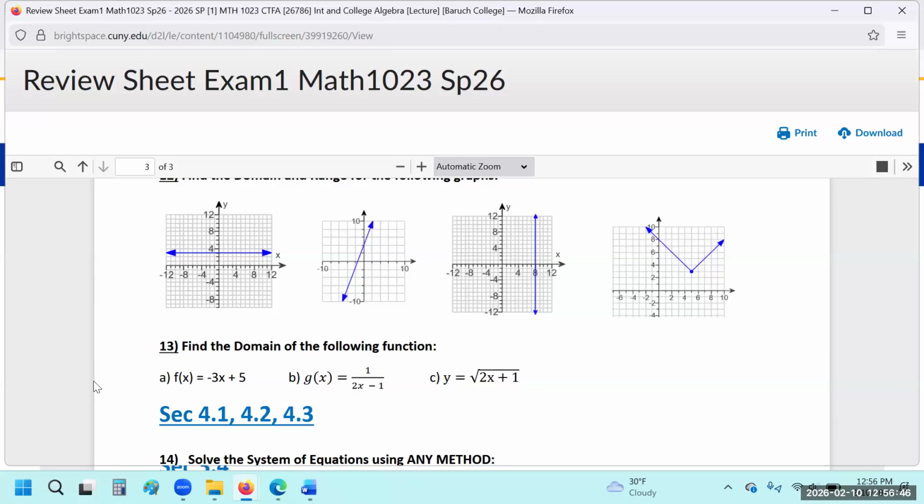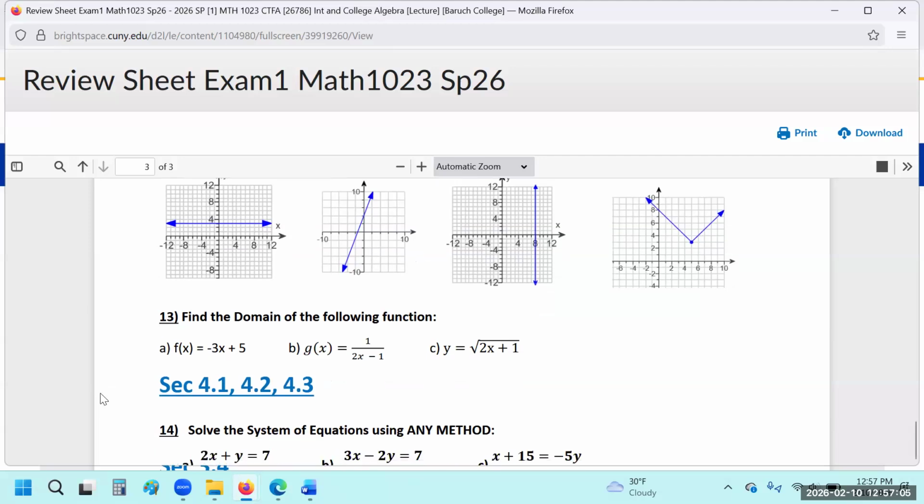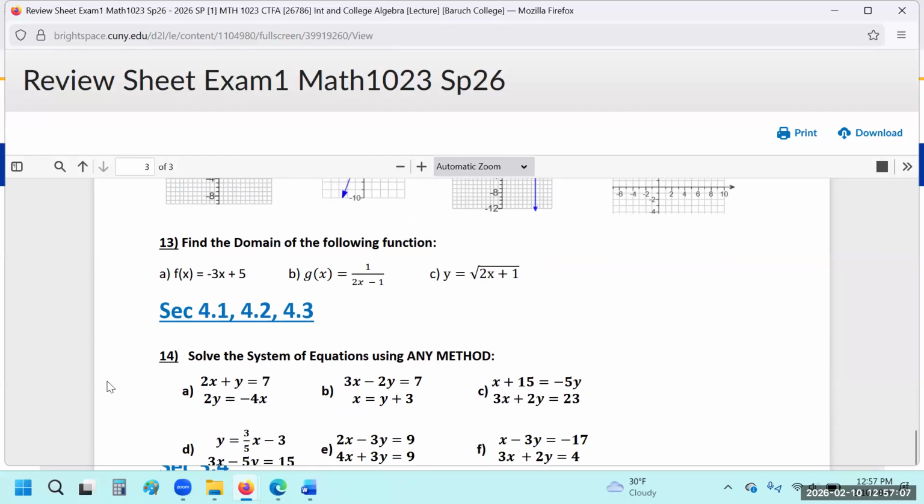So the first one doesn't have any problem because it's just a line. And then the second one is a rational, so the problem is in the denominator. Denominator cannot be 0. The third one is an even root, square root. So the function inside the square root has to be positive or 0. So figure out your problem, write down your condition, and then find the domain in interval notation.